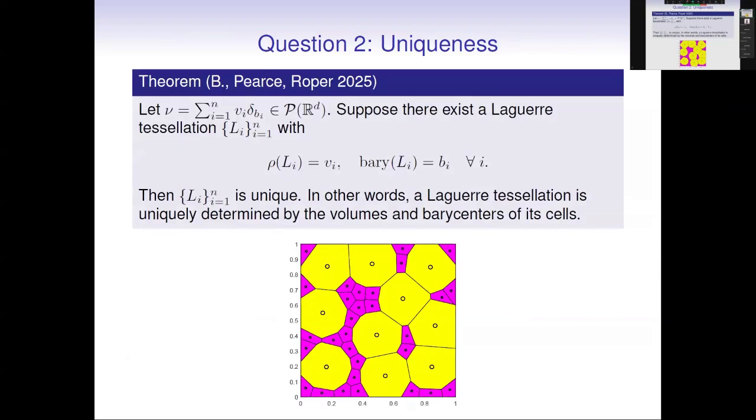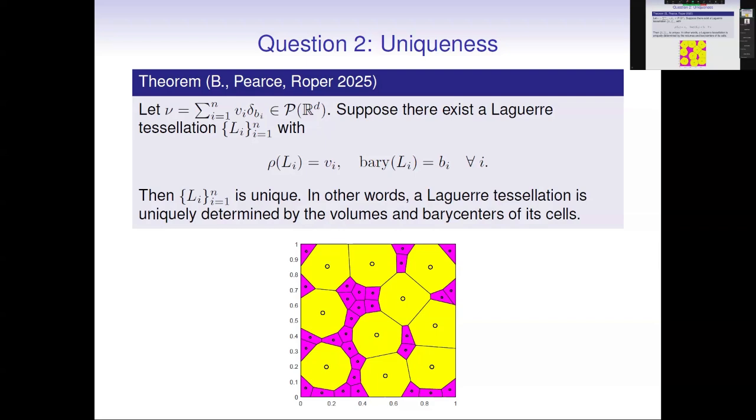This is a theorem. You're given this discrete measure, you're given target volumes and barycentres. Now suppose there does exist a Laguerre tessellation where the cells have your desired volumes and barycentres, then the tessellation is unique. In other words, a Laguerre tessellation is uniquely determined by the volumes and barycentres of its cells. Say you take this tessellation, and I tell you the areas of all these cells, and I tell you where the centres of mass are, then you can't find any other Laguerre tessellation where the cells have the same areas and the same centres of mass.